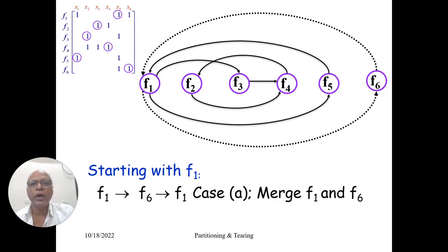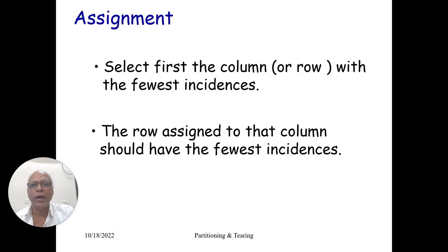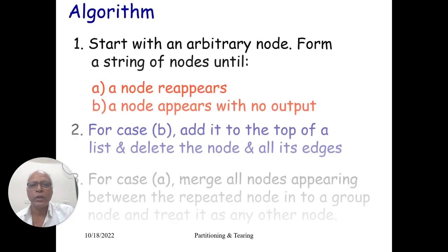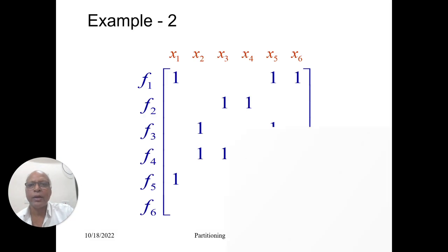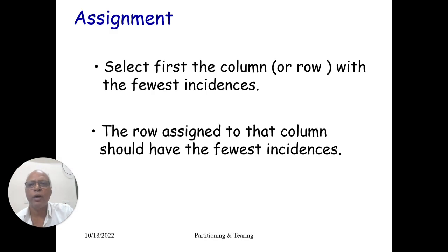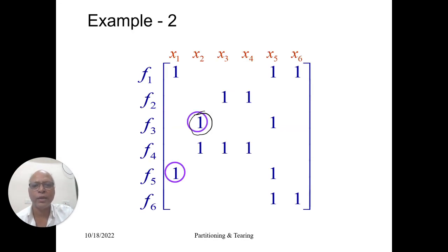Now, let me go back to the algorithm. Start with any arbitrary node. A node is nothing but the equation. Form a string of nodes until a node reappears. This is to be done once we create the graph. I'll come back. I think we need to do one more step before we can apply the algorithm.